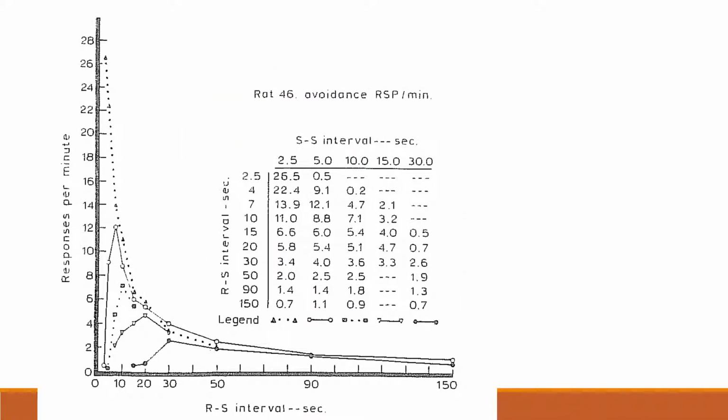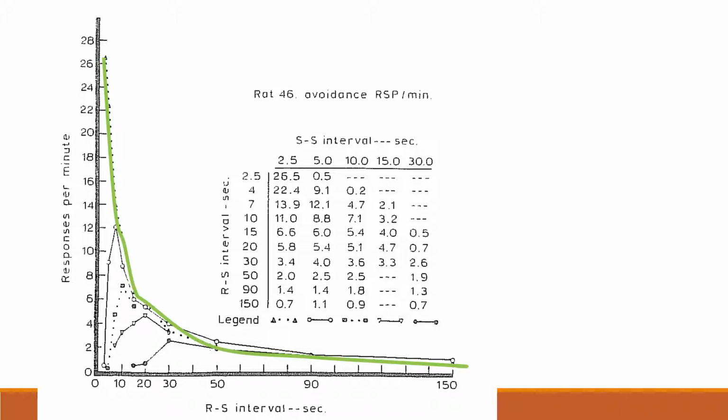Here's an example of a rat's responding during this kind of schedule. Each data series represents a different shock-shock interval, a different length of time between shocks if no responses occurred. Along the x-axis, we see the response shock interval, how much each response will delay the shock. Let's start on the left of the graph, where we see the data series represented by triangles and the dotted line.